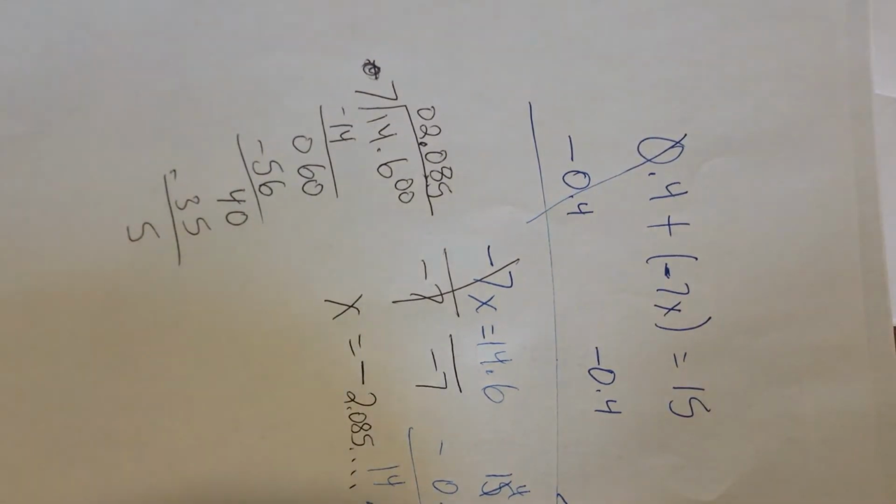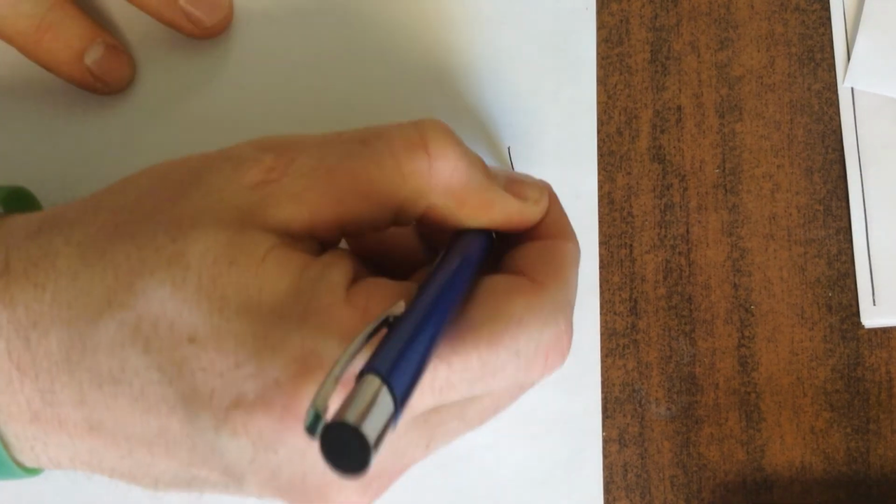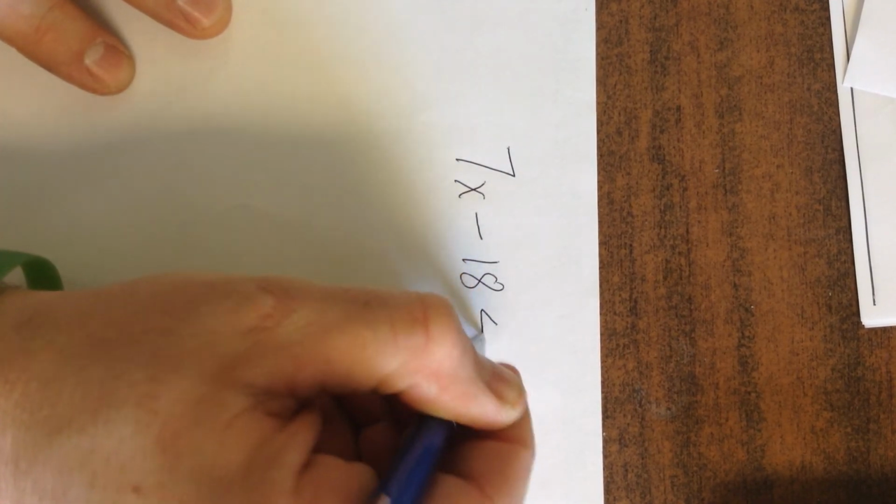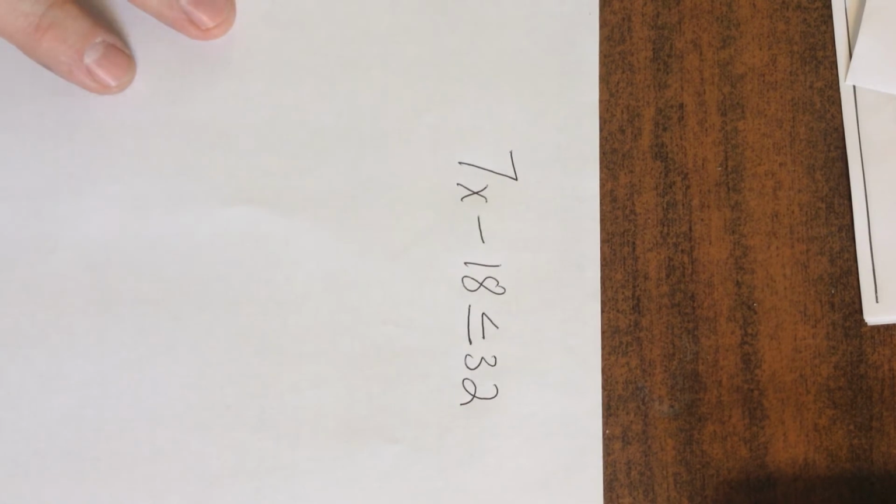Alright, we're going to skip the next equation, and we're going to go straight into the inequality that I'm going to be talking to you about. Now, the inequality is very similar to the equation. The difference is it's going to have a little bit of a different symbol in it. So let's just get right into this. Let's go with 7x minus 18 is less than or equal to 32.